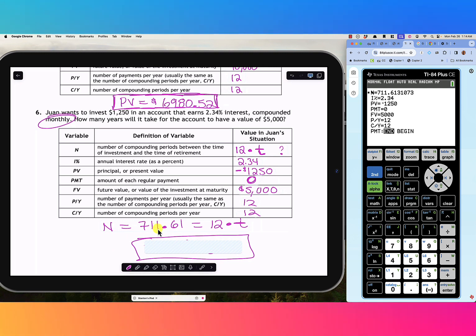What that's telling us is that there's about 711.61 compounding periods, and that is equal to 12 times some number t, which is the number of years. So now we're solving for the number of years, so we would have to divide 711.61 by 12. 711.61 divided by 12 gives us t equals 59.3, and that is the number of years approximately that it would take for the value to reach $5,000.